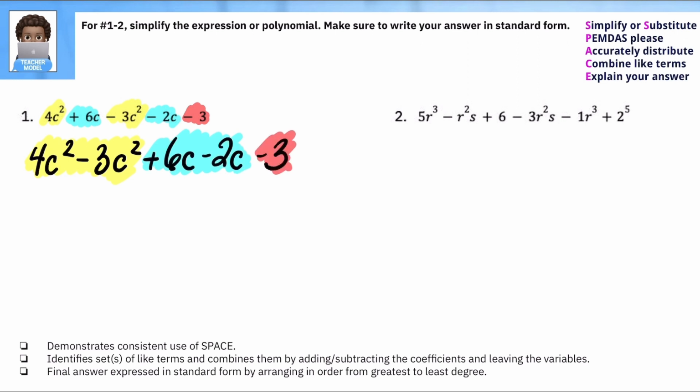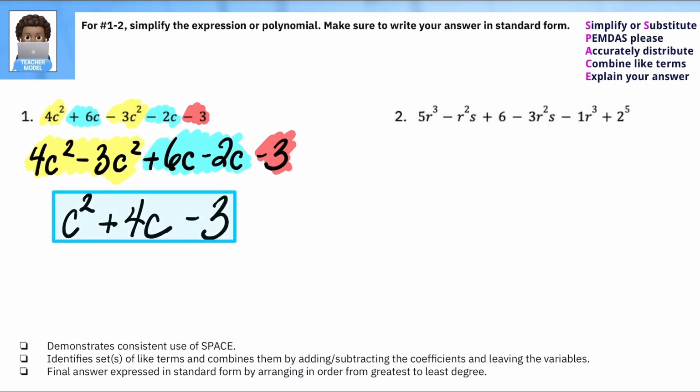All right, so the first one, 4c minus 3c squared, is just going to leave me a 1c squared, or just c squared. 6 minus 2 is 4, so plus 4c minus 3, and it is in standard form, starting with the highest degree, a second degree. So this is my final answer. And we'll do the same thing with the second one.